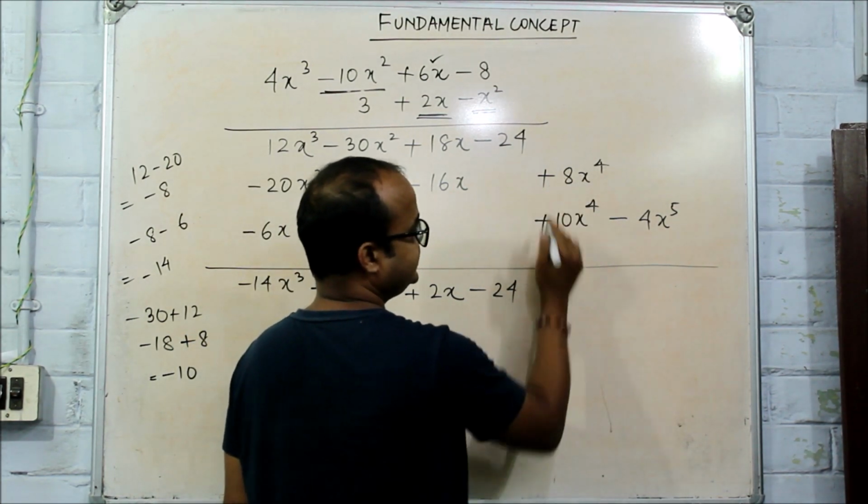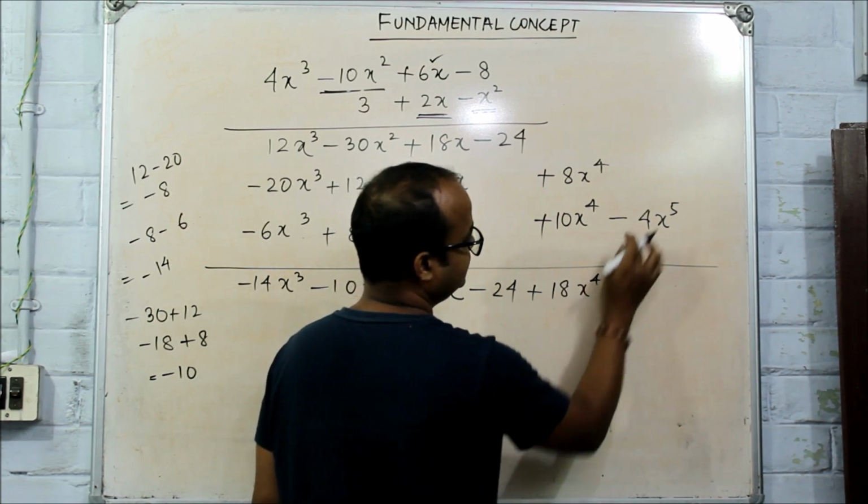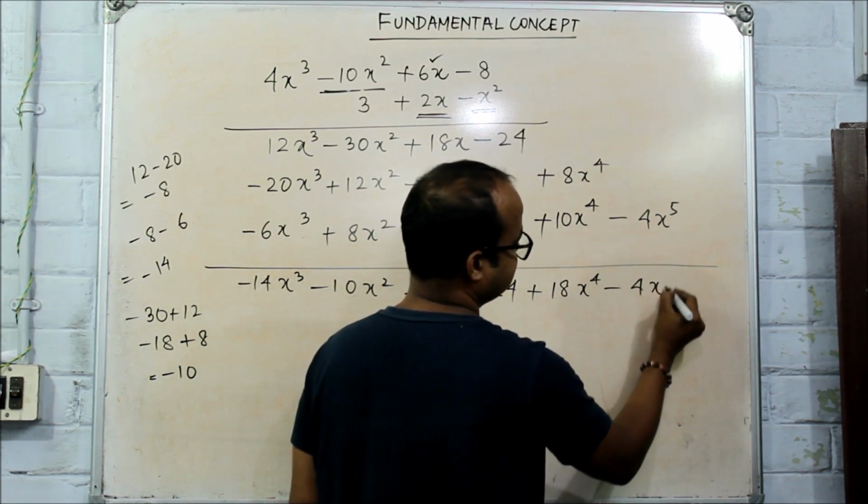10 plus 8, same sign, so you need to add. 10 plus 8 is equal to 18x to the power 4, single term, minus 4x to the power 5.